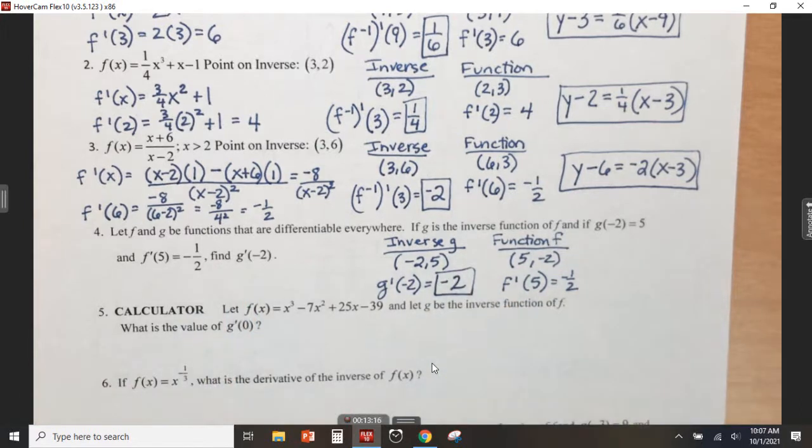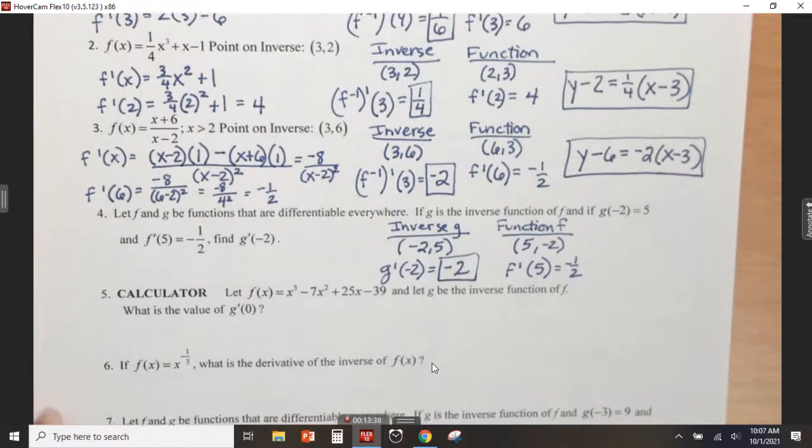There's really no math to do here other than making sure you identify what is what and knowing the relationship between the derivative of the original function and the inverse at their corresponding points, that those are reciprocals of each other. Okay? Questions?